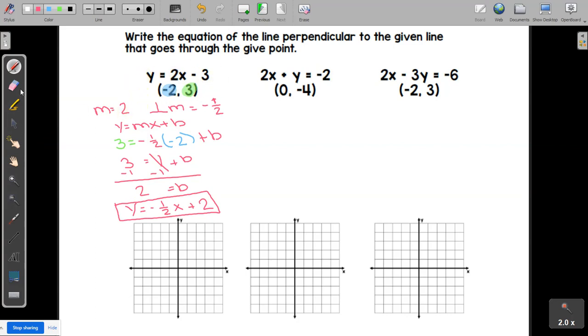So let's graph this. Let's graph our first equation. We're going to start at negative 3, and then we're going to do our slope of 2. So we're going to rise 2 and go to the right 1. We're going to go up 2 to the right 1. Draw that line. And don't forget your arrows.